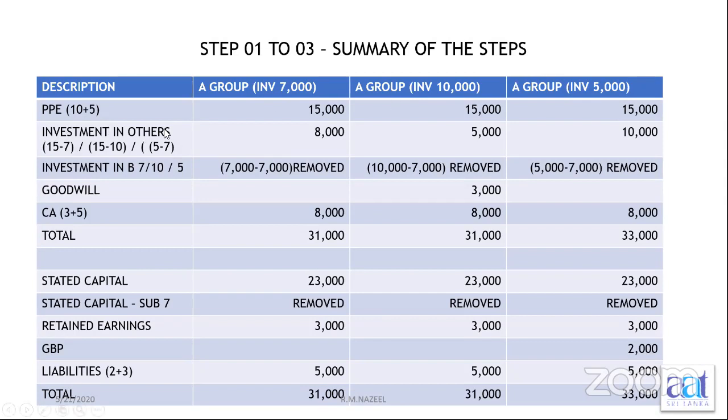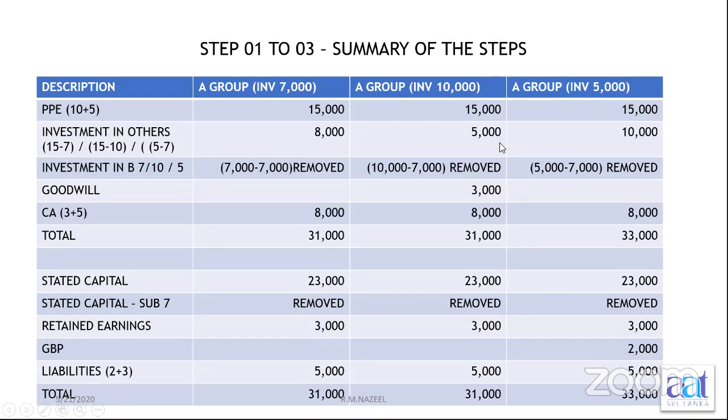Investment in others. First option, your total investment is 15,000 now, but you have taken 7,000. So therefore it's 8,000. Second option, your investment is 15,000. You have taken 10,000. So that is 5,000. Third option, your investment is, sorry, it should be 15,000 minus 5,000.